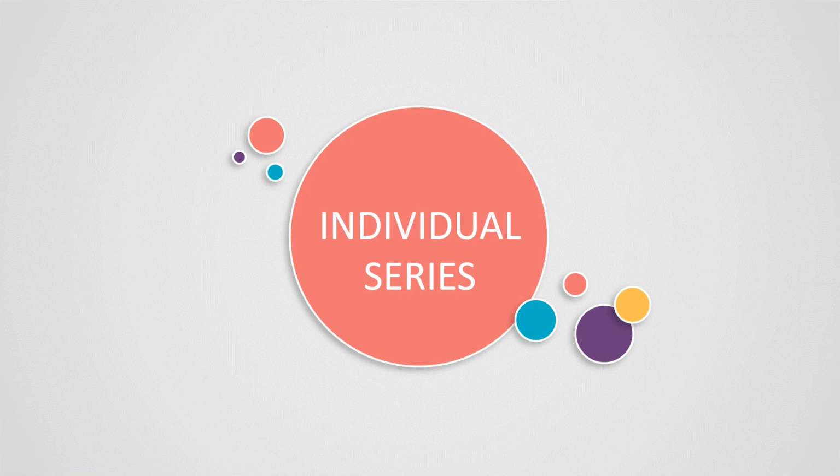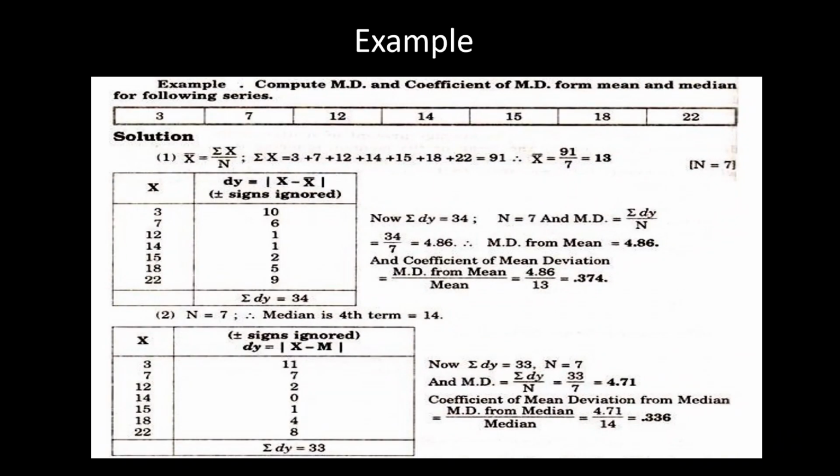Numerical data I am taking here. First let us see in individual series how to calculate it. As we already know, the individual series is just the observations given here, ungrouped data. And here is the ungrouped data for which we have to compute the mean deviation and coefficient of mean deviation from mean and median, given in this example. So first of all, let us try to find out the mean value for this.